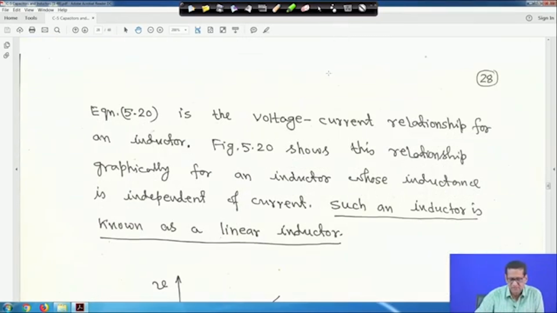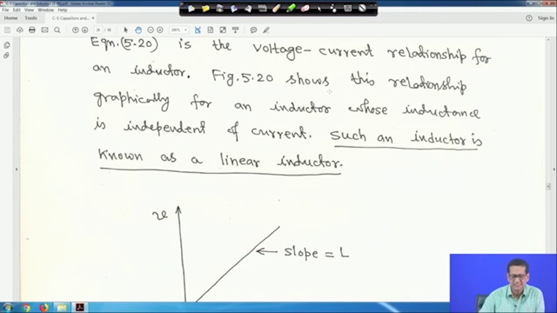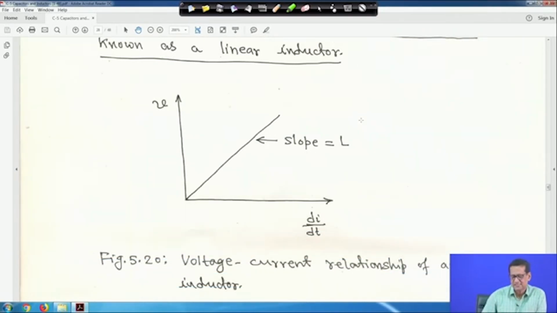Equation 20, V is equal to L into di by dt, is the voltage-current relationship for an inductor. This figure shows the relationship graphically for an inductor whose inductance is independent of the current. Like the capacitor, where we saw I is equal to C into dV by dt, such an inductor is known as a linear inductor. When L is independent of the current, with V on the y axis and di by dt on the x axis, it is a straight line passing through the origin, and L is the slope. So, L is not a function of the current I, and it is a linear inductor.